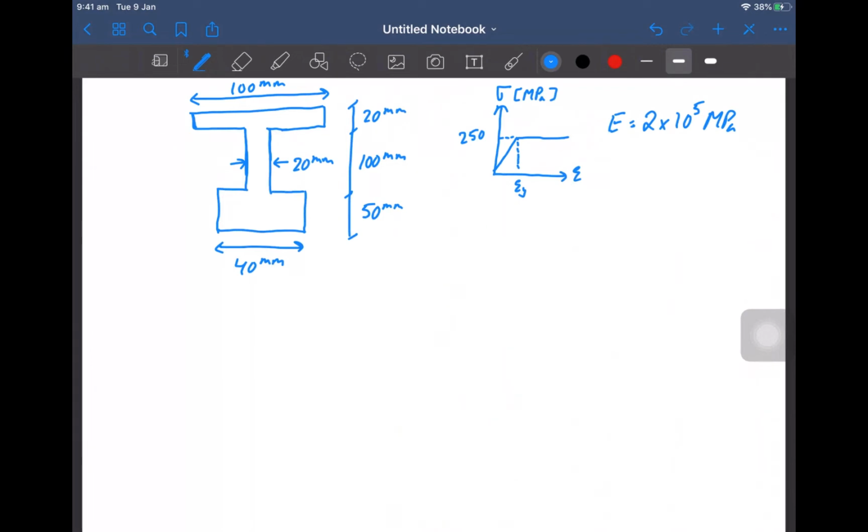Alright. So in the first part of the question, we want to determine if the tension zone is plastic or partially plastic.